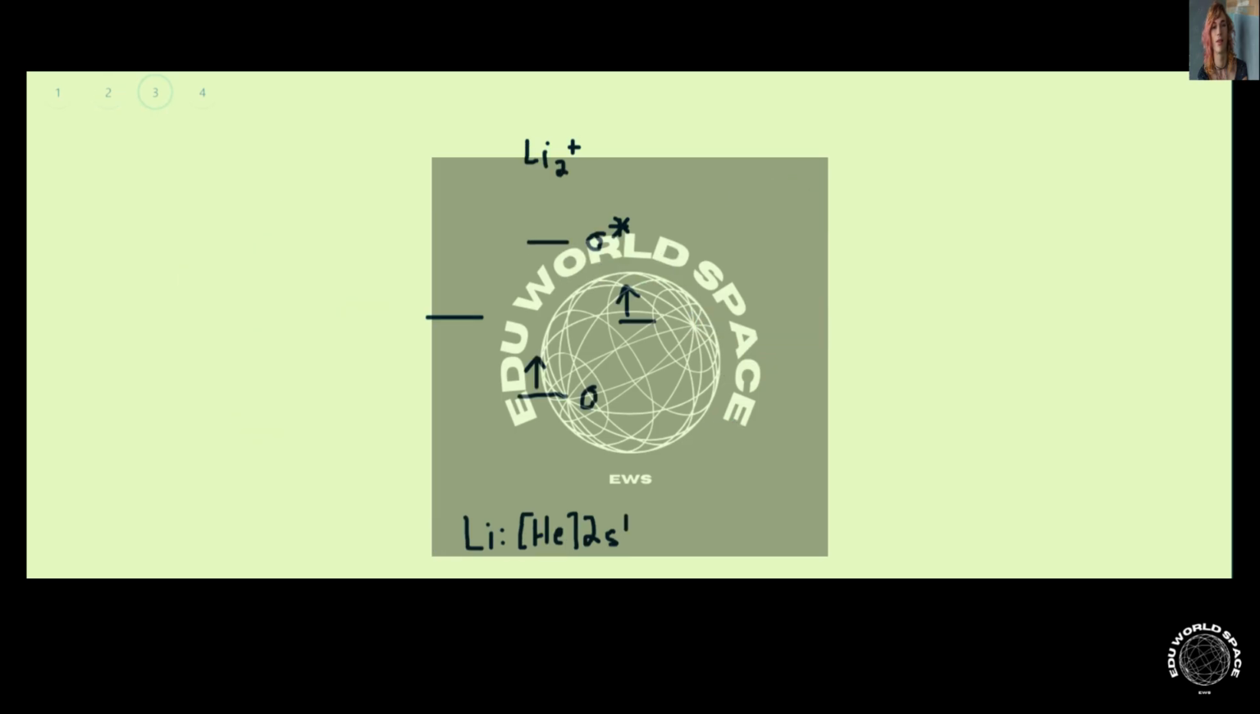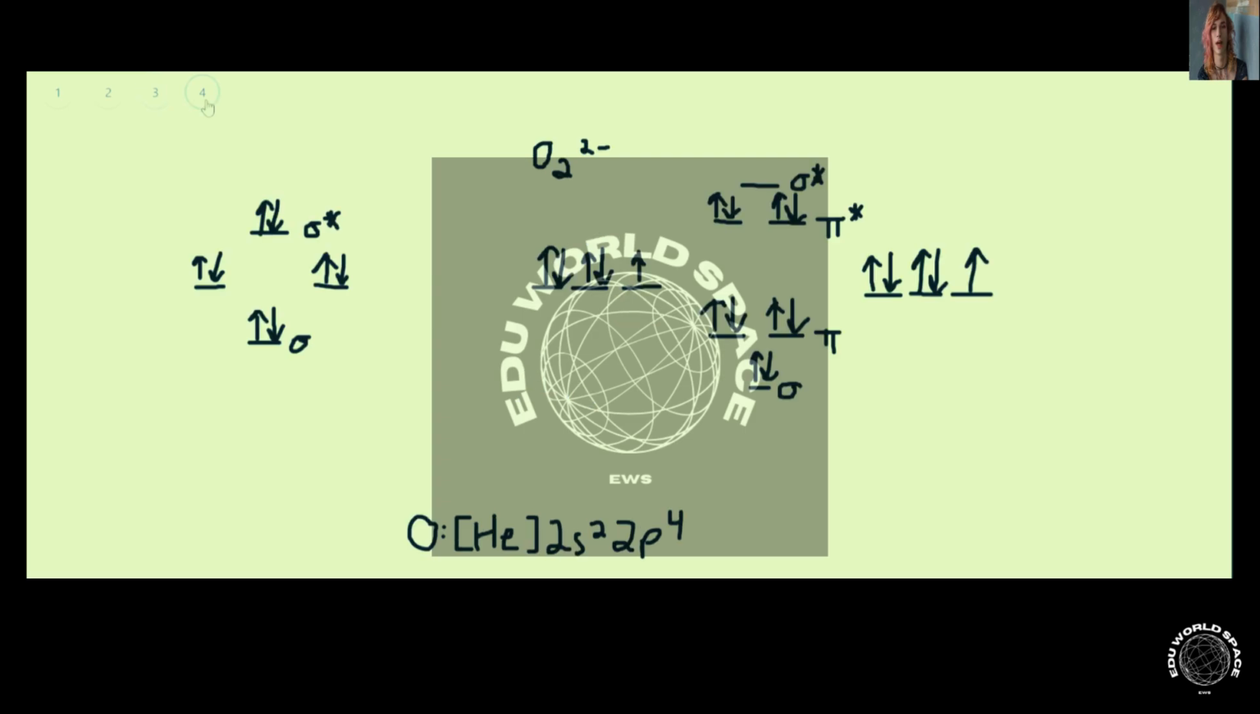Now for lithium, we're focusing on our s orbitals as opposed to our p orbitals. So lithium's standard electron configuration is 2s1. Now one lithium will have one valence electron and the other lithium will have no valence electron. So that means that only one electron is forming your sigma bond. So that's one electron in your sigma bonding orbital. So Li2 plus is also going to be paramagnetic because it has that one unpaired electron.